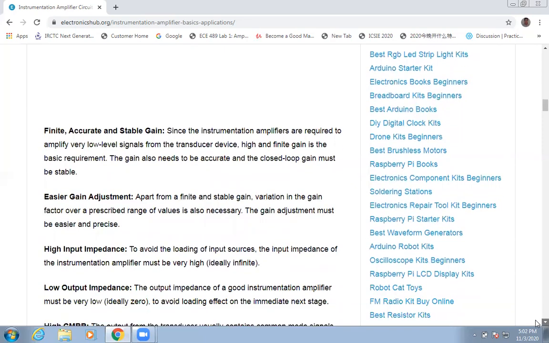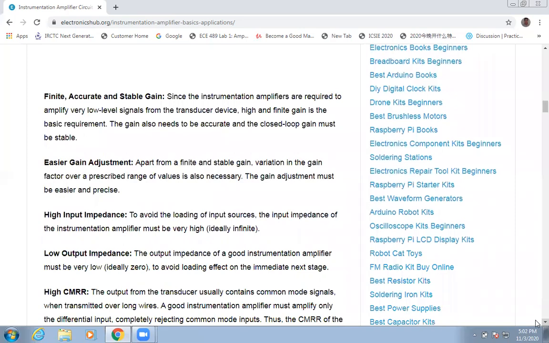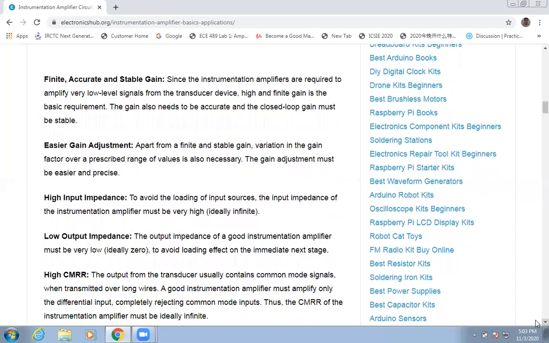Second, easier gain adjustment. Apart from a finite and a stable gain, variation in gain over a precise range of values is also necessary. The gain adjustment must be easier and precise. Means we must have some mechanism to control the gain and adjust according to the requirement of the environment.